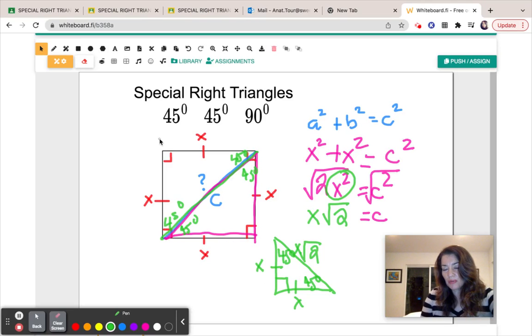So the relationship of a 45-45-90 triangle is always going to be, given two sides that are the same, the hypotenuse is always going to be square root 2 times a side. So that means if this is 3, and this is 3, then the hypotenuse will be 3 square root 2.